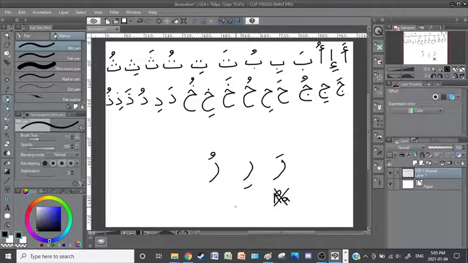Ra with a kasra is ri. Ra becomes softer with a kasra, always. It will always be ri. Ra with a dhamma, back to the heavy part, ru. And I'll cross this out to remind you that it is a heavy R, not a light R. Ra, ri, ru.